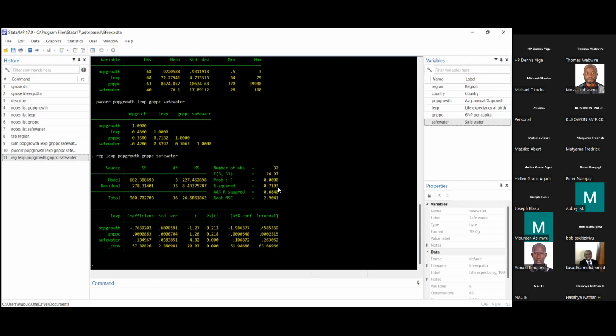The R squared is the proportion of the variation in the dependent variable jointly explained by all your independent variables, meaning about 71% of the variation in life expectancy is jointly explained by population growth, GNP per capita, and safe water jointly. So that is the variation in the dependent variable explained by all your independent variables, which is about 0.71.